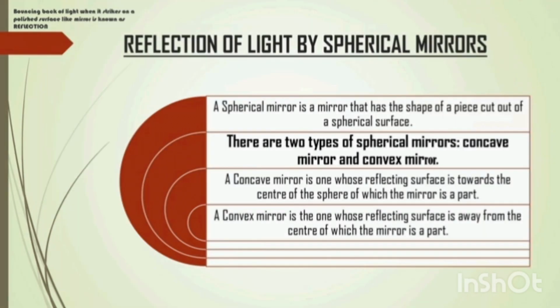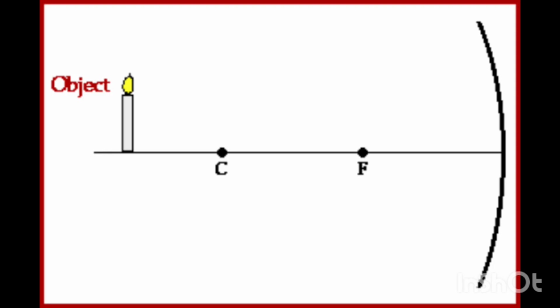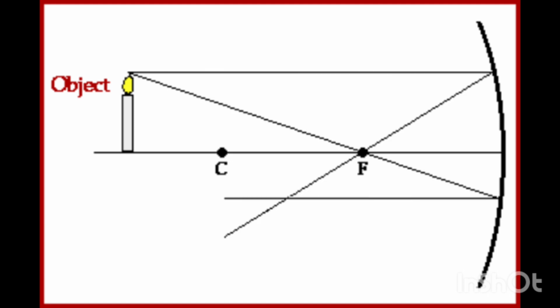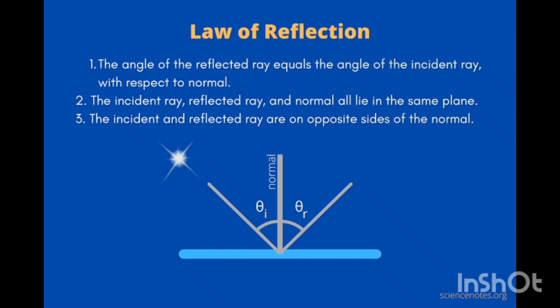Reflection of light by spherical mirrors. A spherical mirror is a mirror that has the shape of a piece cut out of a spherical surface. In this we have two types of spherical mirror. First is the concave mirror, the second is the convex mirror. A concave mirror is the one whose reflecting surface is towards the center of the sphere of which the mirror is a part. A convex mirror is the one whose reflecting surface is away from the center of the sphere of which the mirror is a part.